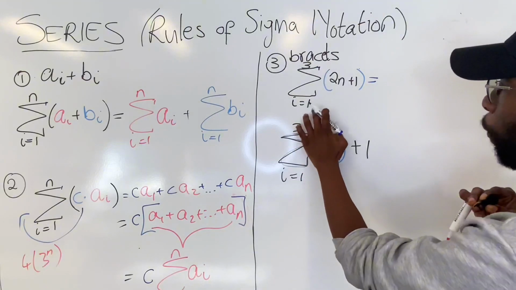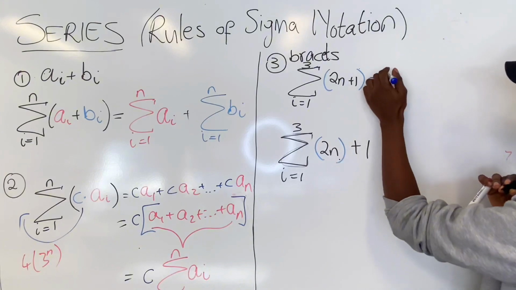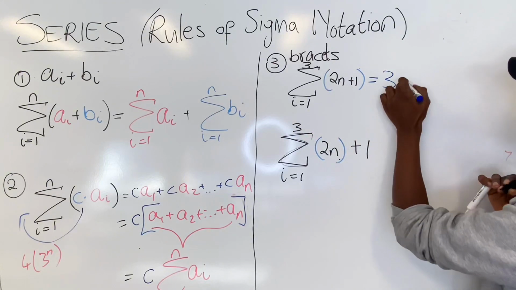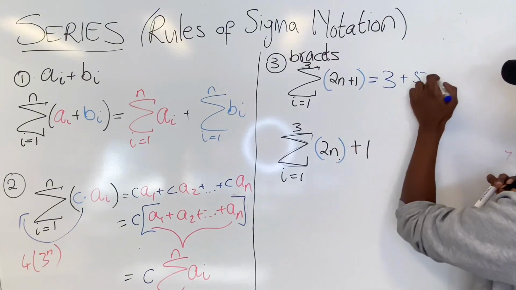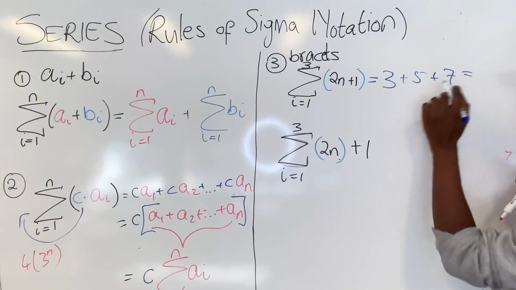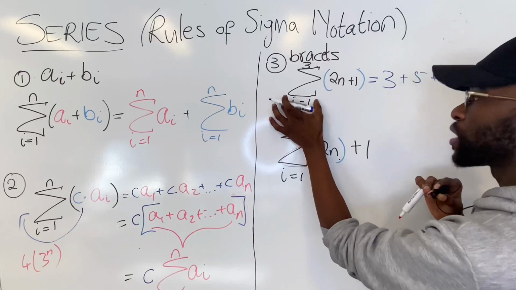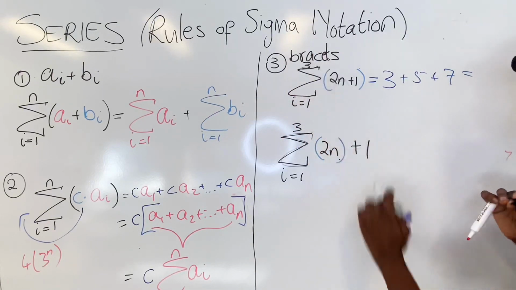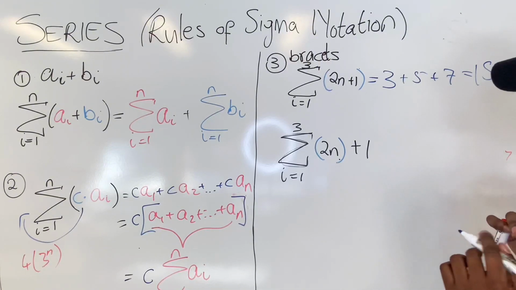So let's find from 1 up until 3, we will have 2 times 1 plus 1, that's 3. 2 times 2 plus 1, that's 5. 2 times 3 plus 1, that is 7. We only go up until 3, because remember, this is the lower bound and that is the upper bound. We started at term 1 and added up to term 3. Now these values give you 15.